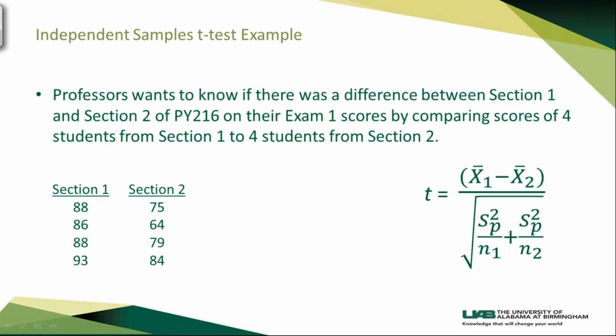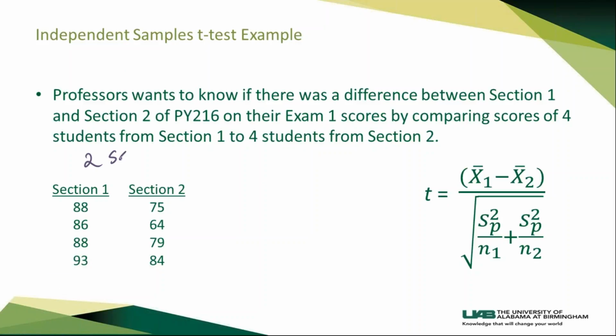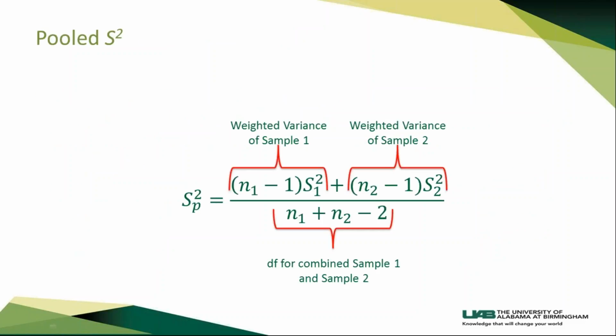So we have two samples, the people from section 1 and the people from section 2. These are all exam 1 scores. So this represents X bar 1 and X bar 2. And again, this part's really easy. You can get the mean for section 1 scores and the mean for section 2 scores. No big deal. The difficult part again is going to come from the pooled variance.